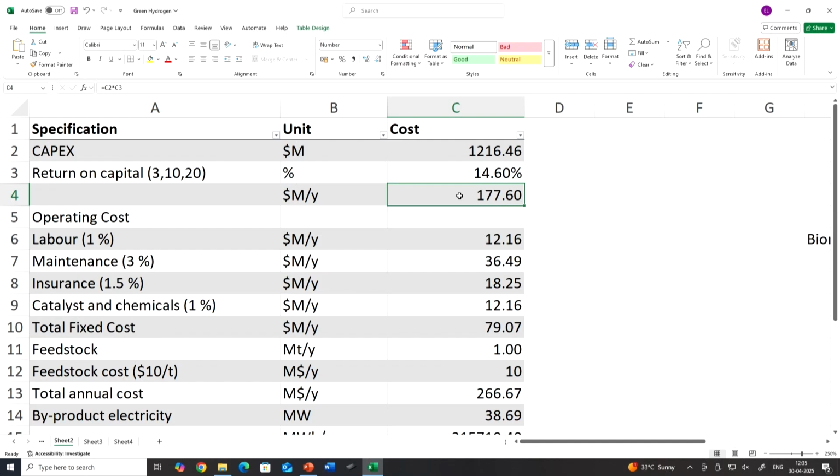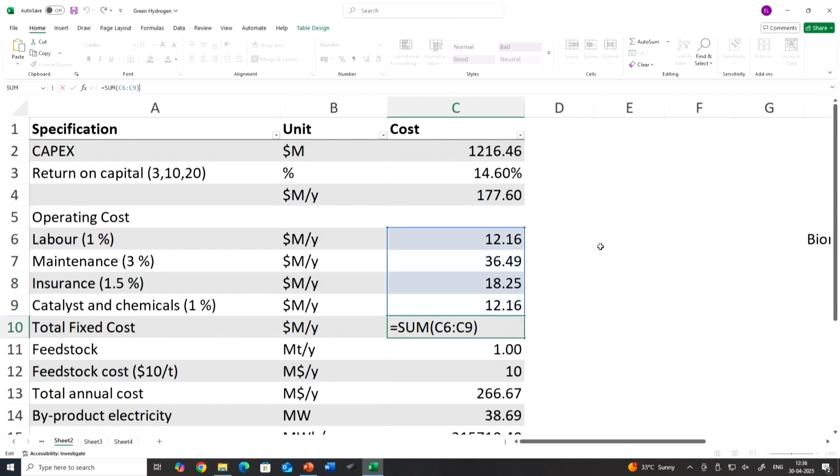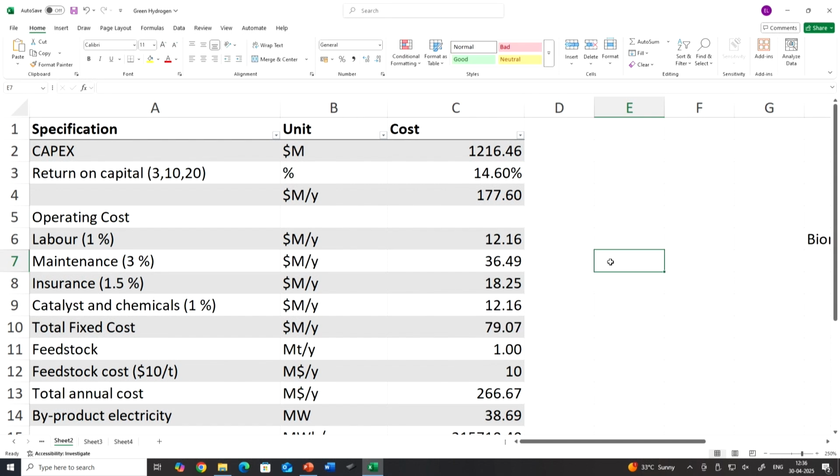Then what also entails are the different kinds of operating costs. Something of significance would be the labor that is employed. That is taken as 1% of the capex investment. So it's 1% of the $1,216 million that is invested in the initial part of the plant. Then 3% as maintenance, 1.5% as insurance, another 1% as catalyst. So adding the four gives us the total fixed cost. Then comes in the feedstock.